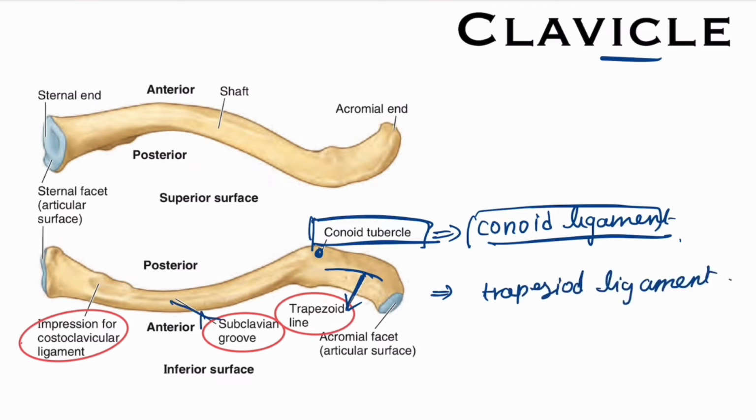We also have the subclavian groove. This is the subclavian groove here, which serves as an attachment for the subclavian muscle. And that's all about the clavicle. Now let us look at the humerus.